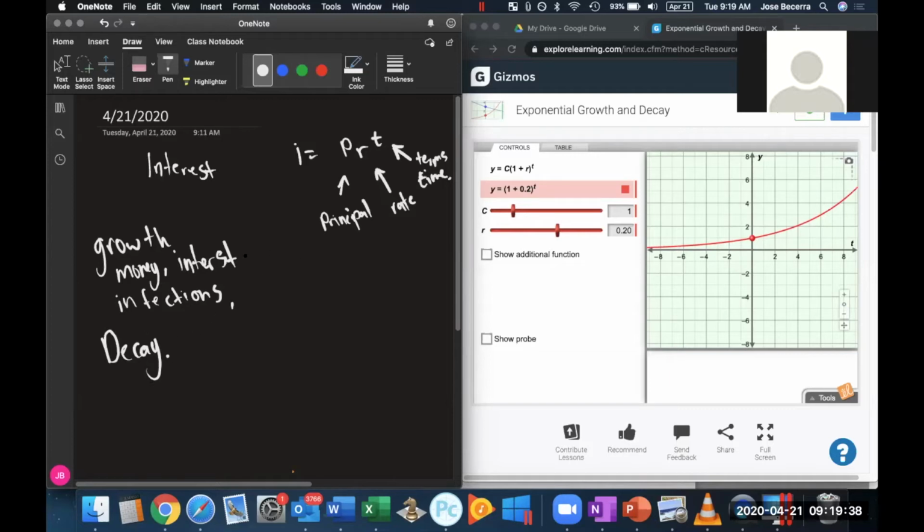So these are things that grow exponentially because they're basically doubling. Another one is population growth.